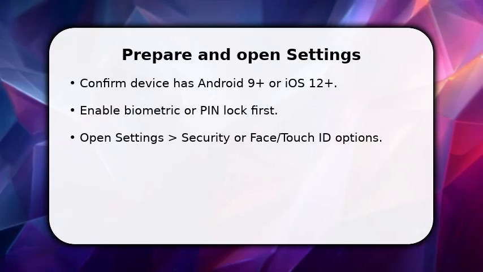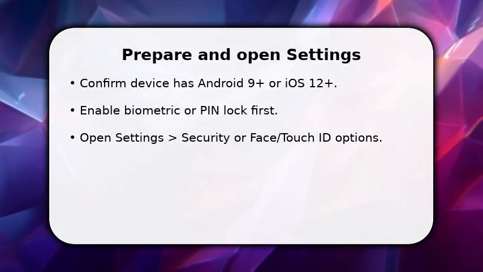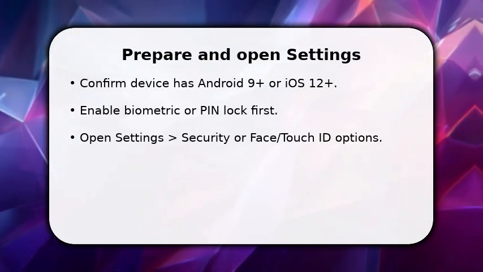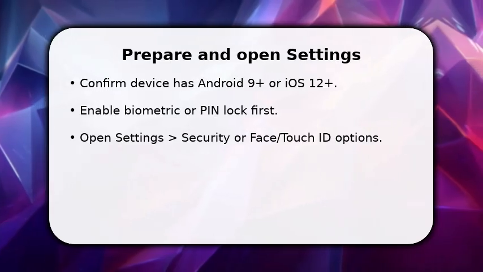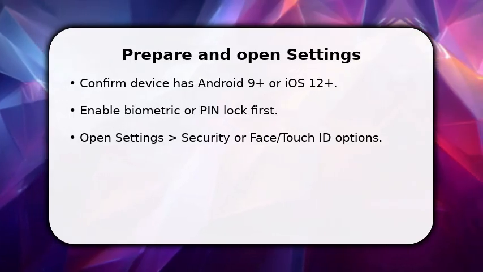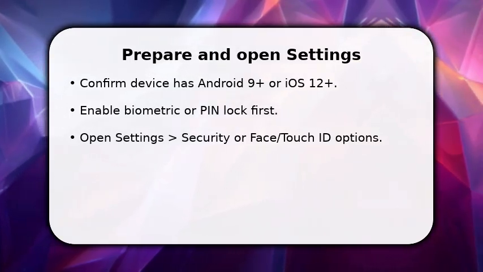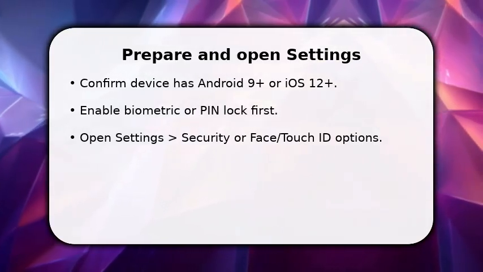You start by securing the phone itself, because locking the notification area depends on lock screen protection being active. Make sure you have PIN, pattern, password, or biometrics enabled. Once done, go straight to Settings and choose Security or Face/Touch ID depending on your OS. If settings looks different, use the search bar to find Lock Screen or Notifications.